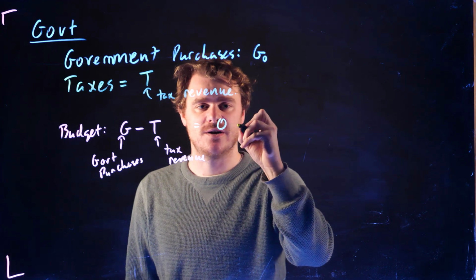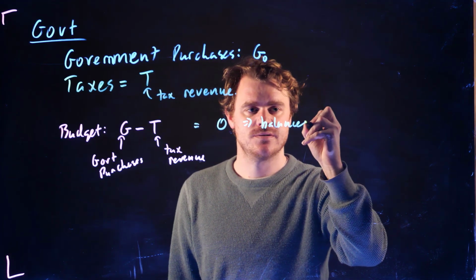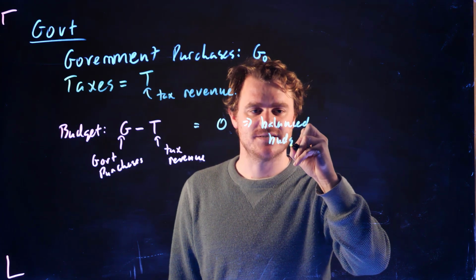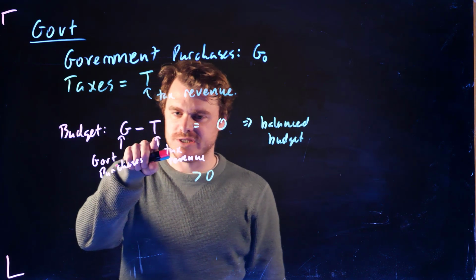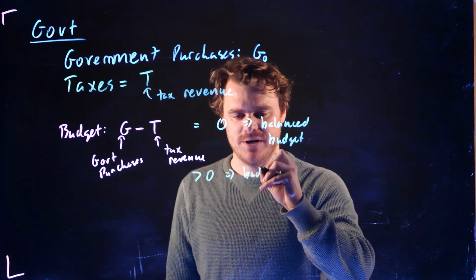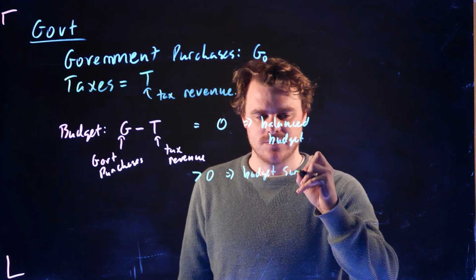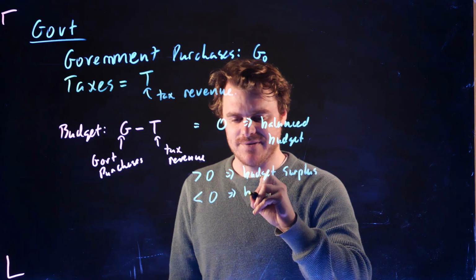So if it equals 0, we have a balanced budget, as the government has a balanced budget. If this is greater than 0, that means government purchases are bigger than tax revenue. That'll be a surplus, a budget surplus. And if it's less than 0, then there's a budget deficit.